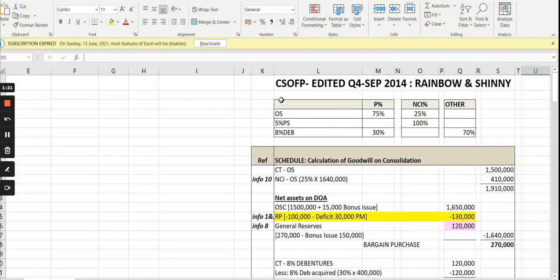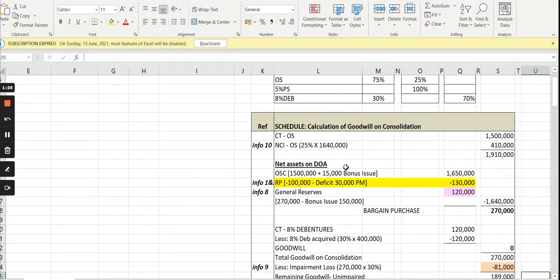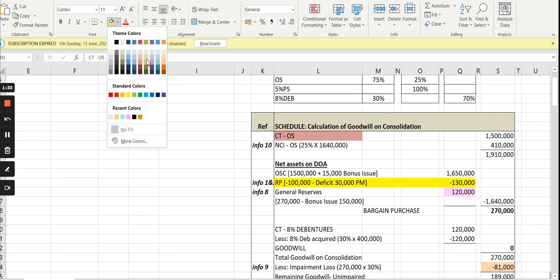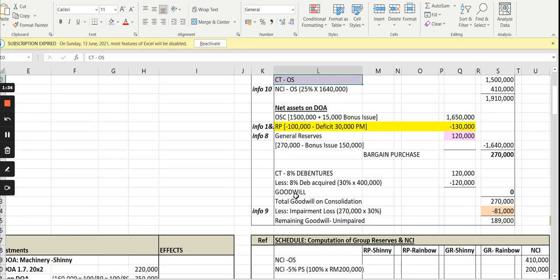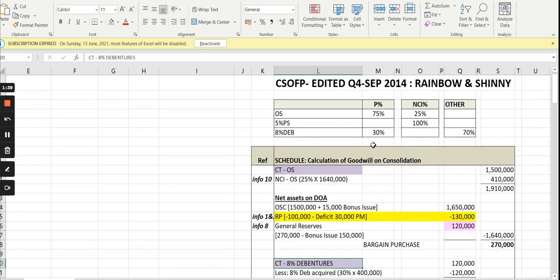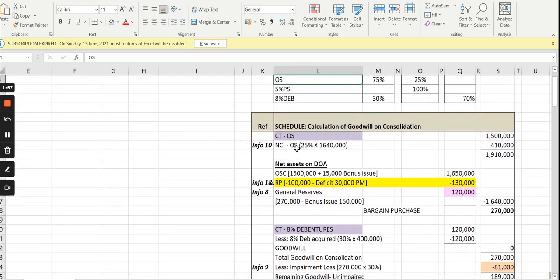If you recall, when you calculate goodwill, it should be done not just for ordinary shares, but also for the debentures, because in our case, we also acquire debentures. So if you can see here, the 5% preference shares were not acquired. Debentures were acquired 30%, and the share capital, the controlling interest, is 75%. So we'll do the calculation of goodwill.